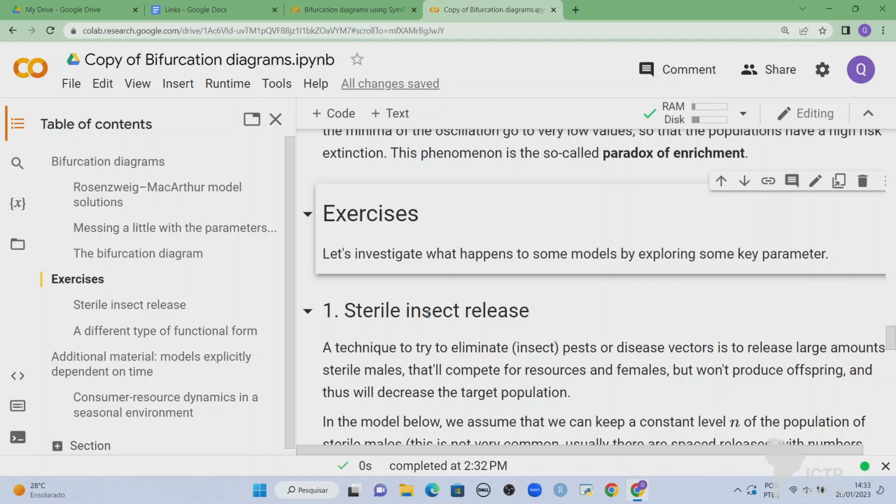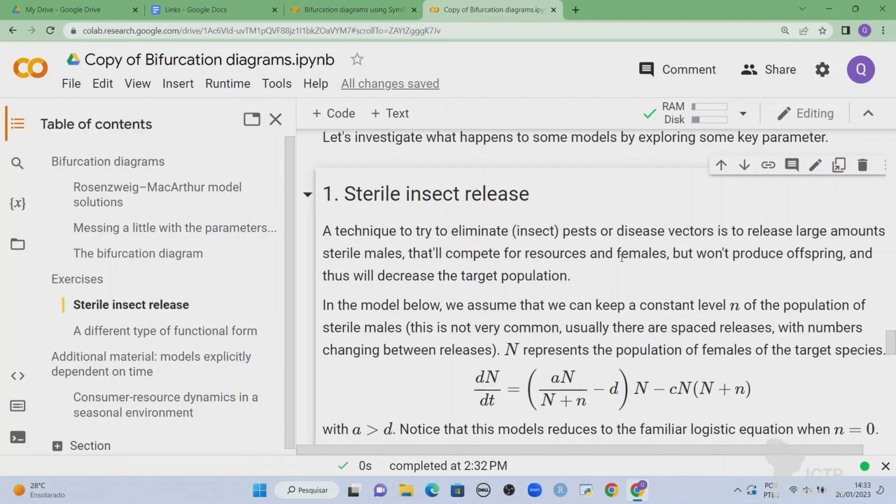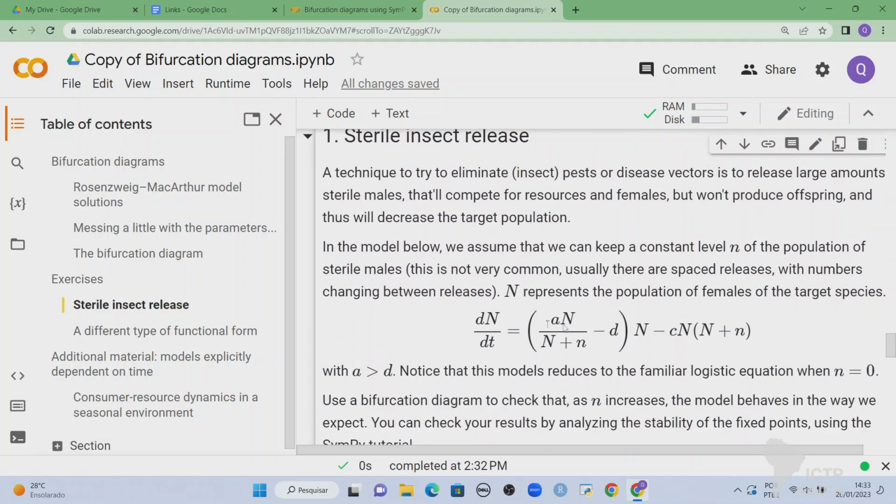So let's try to do some exercises then. The first one is this model for a sterile insect release. You have this capital N here that represents the population of this insect, usually a pest or a disease vector or something like that.